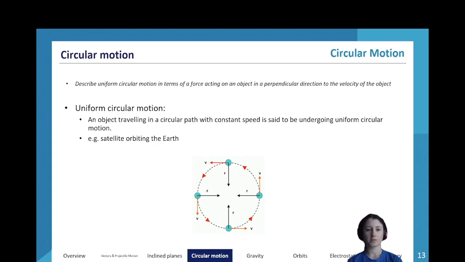So I want you guys to pause the recording and have a quick think about why this might be. Why does the velocity not even go in the same direction? Why is it not just following around the dotted line? And why is the force acting inwards?